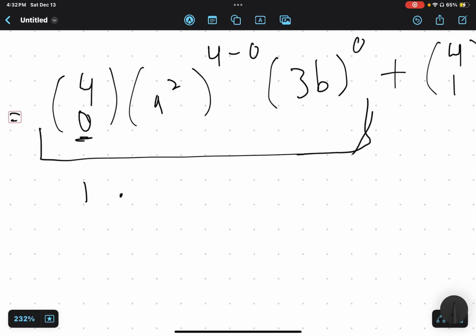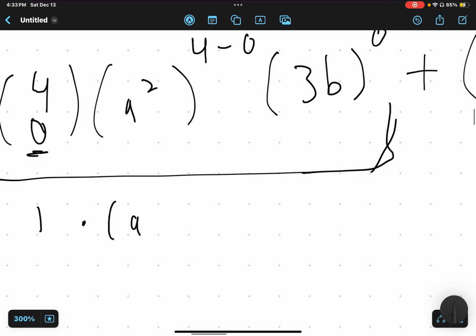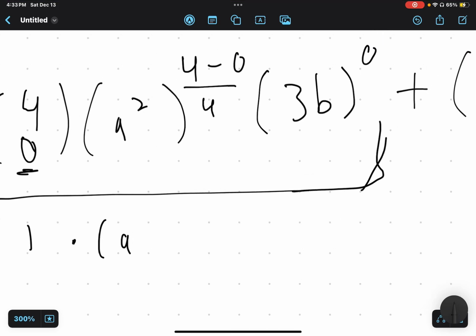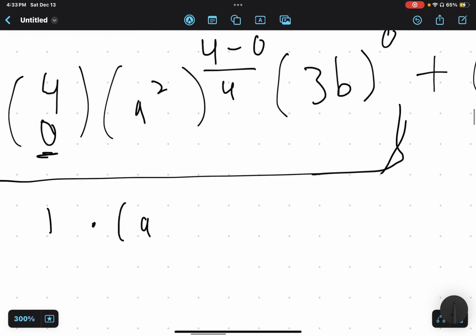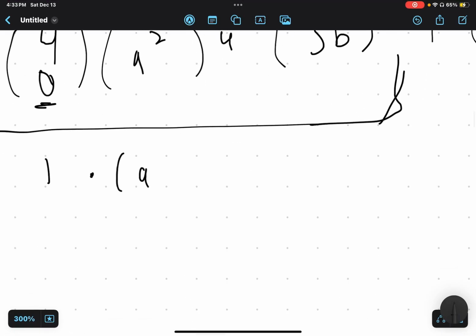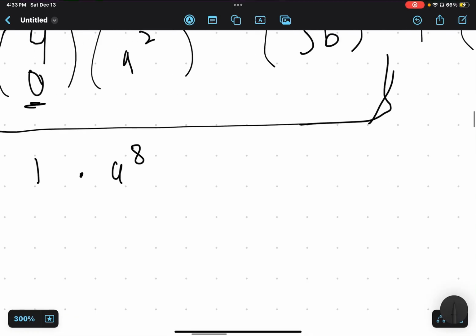Now, this might look a little bit hard, but it's really not. So we're going to have a squared to the power of 4 minus 0. Now, 4 minus 0 is 4. So a squared to the power of 4. You just multiply 2 and 4. What is that? 8. So it's a to the power of 8. I should probably take out those parentheses. A to the power of 8.